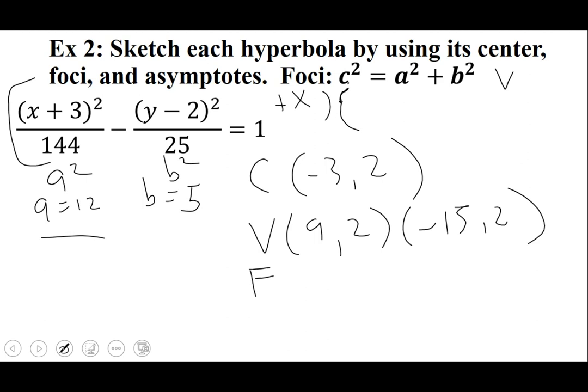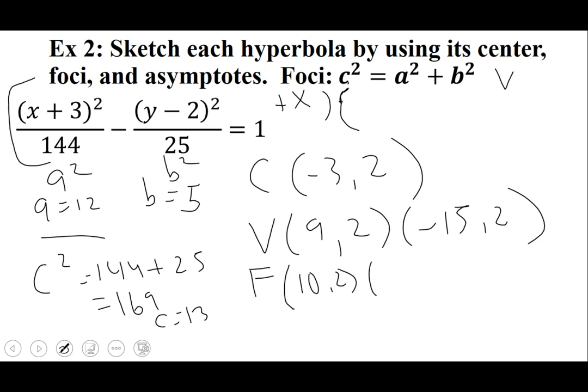Then the foci. Again, c squared is equal to 144 plus 25. That's going to give me 169, which is a perfect square. So c is equal to 13. That means that the foci have to be 13 units away from the center in the direction that it opens. So 10, 2 is one of the foci, and negative 16, 2 is the other focus.